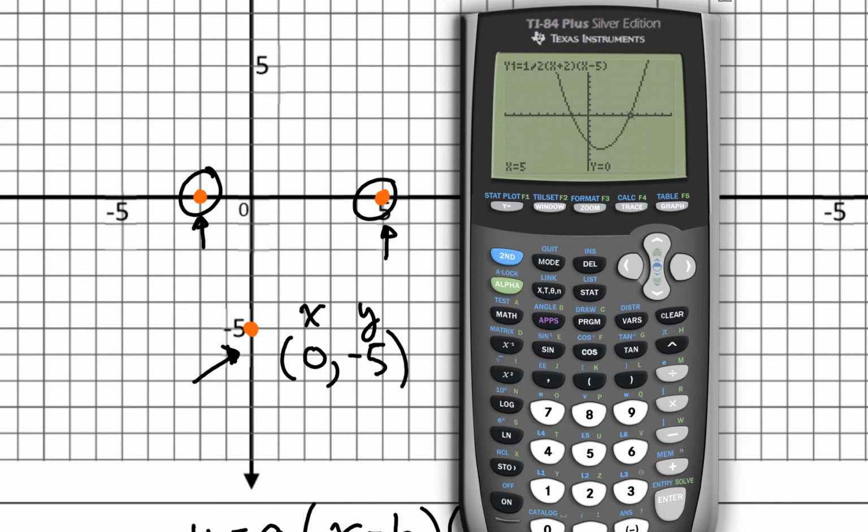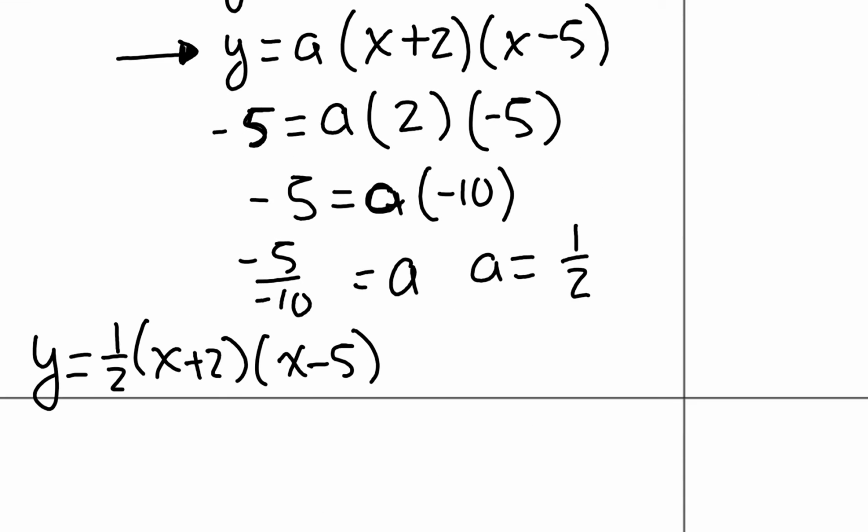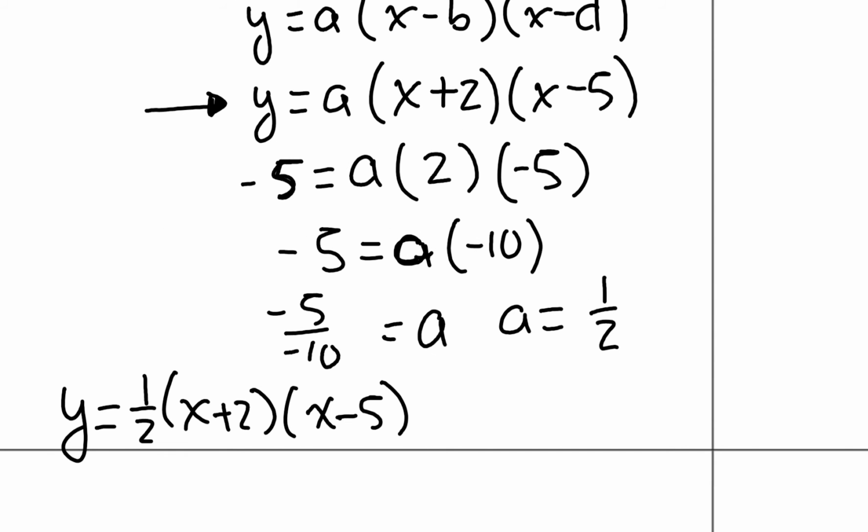And the other point that it should go through is when x is 0, right? It should go through -5. So when I press that, you can see, yeah, when x is 0, y is -5. So this is the parabola that's producing this. One of the things that probably would be good to do is to write this by expanding, multiplying x plus 2 times x minus 5, and then distributing this 1/2 to all the terms. But I'm just going to leave that as optional today.